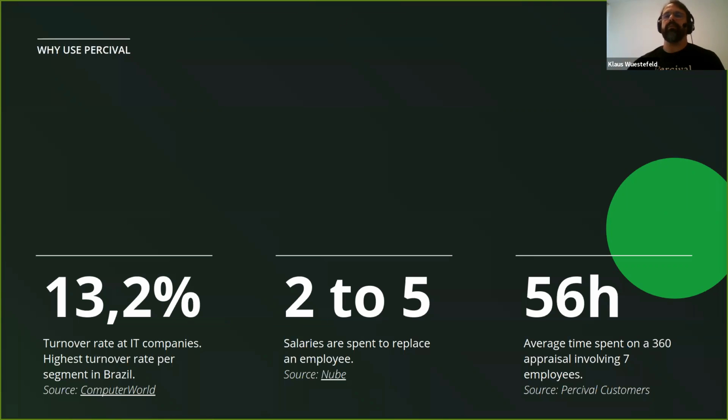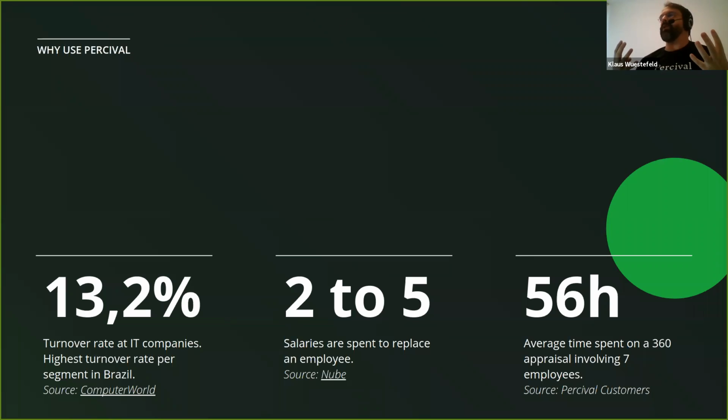The problems we have, the numbers are 13.2% of turnover in IT companies. 2 to 5 salaries are required when you need to replace someone. Now with the pandemic and remote work, it's much easier for other companies to steal our good people.